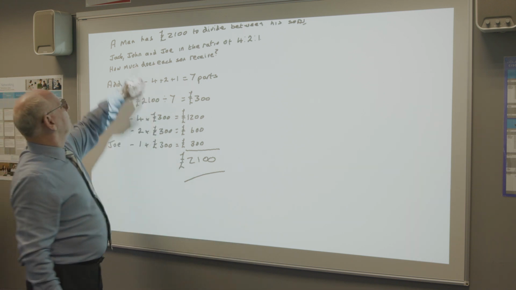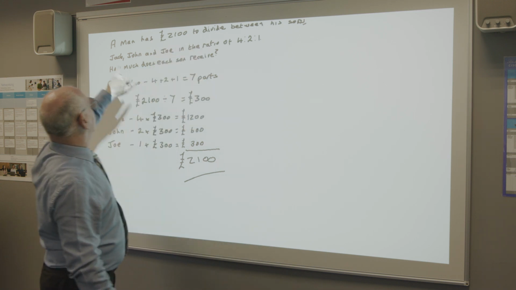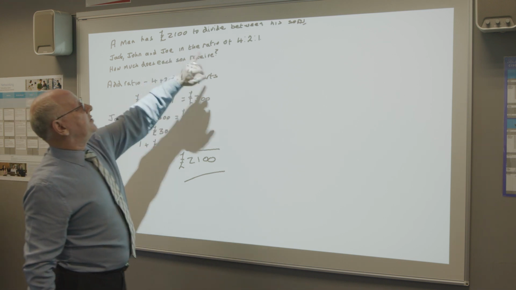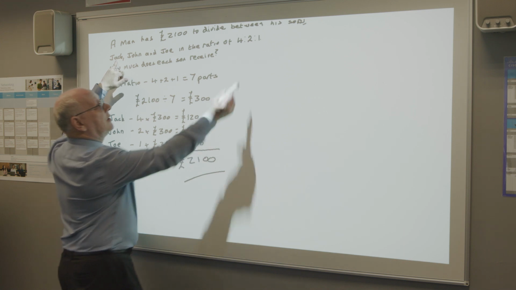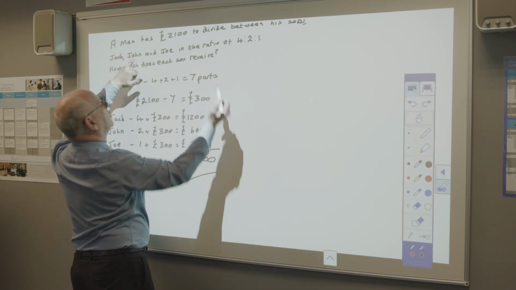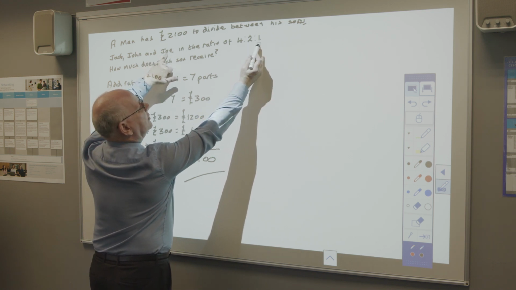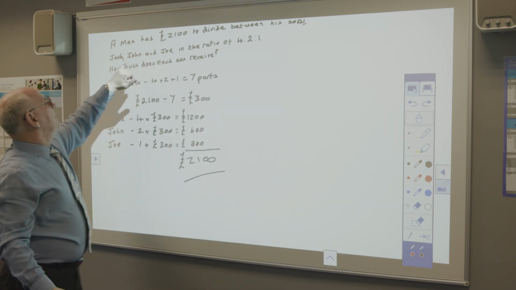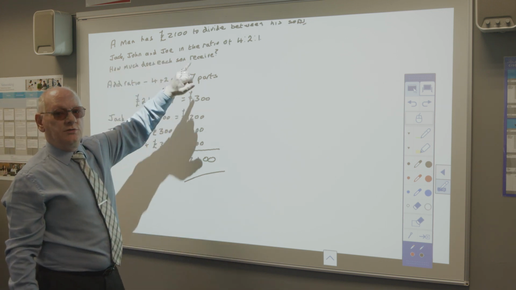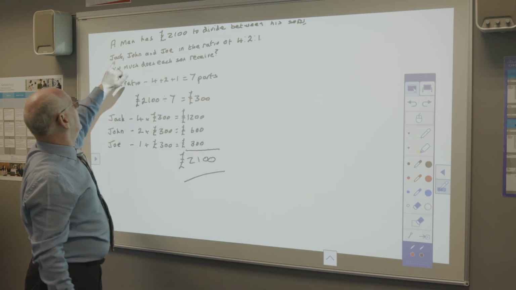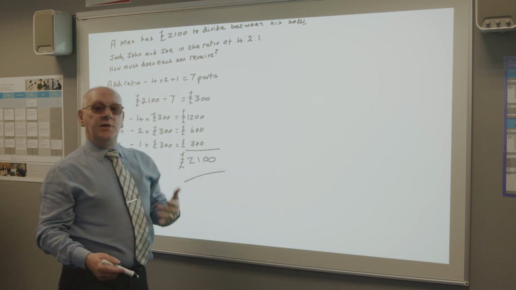Let's just run through that again. A man's got £2,100 to divide between his sons Jack, John and Joe in the ratio of 4 to 2 to 1. Jack comes first, 4 comes first, John comes second, 2 comes second, Joe comes third, 1 comes third. That's why I keep saying the wording and the order of the wording in these questions is so important. He's there, so he gets that. It will always be in the correct order.